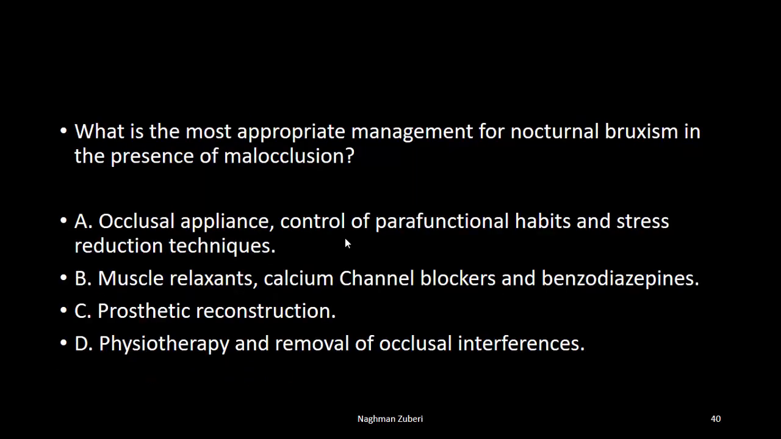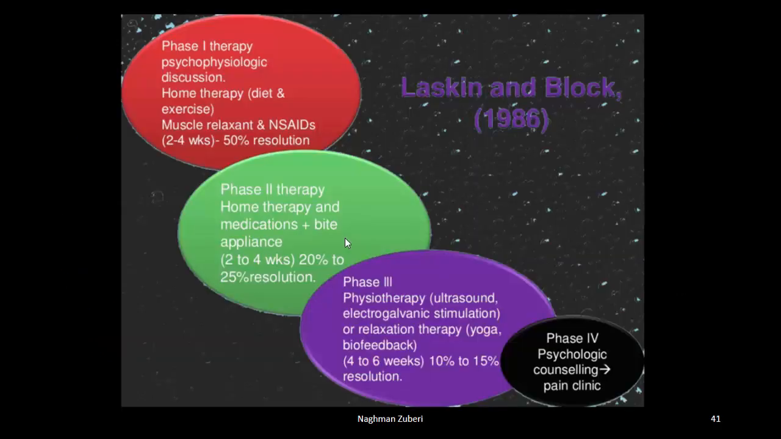What is the most appropriate management for nocturnal bruxism in the presence of malocclusion? We will give occlusal appliance, then control of parafunctional habits and stress reduction techniques. According to Laskin and Block, they have proposed 4 different phases of therapy for such situations. Phase 1 therapy is psychophysiologic discussion, home therapy, then muscle relaxants and NSAIDs. They say that within 2 to 4 weeks, 50% of patients are good.